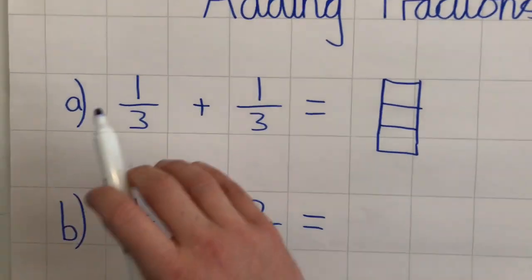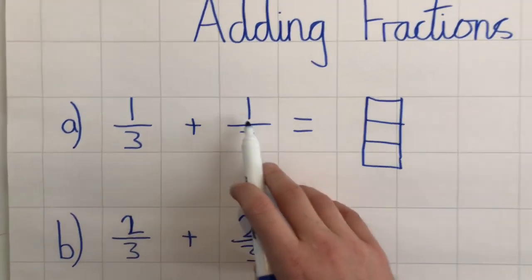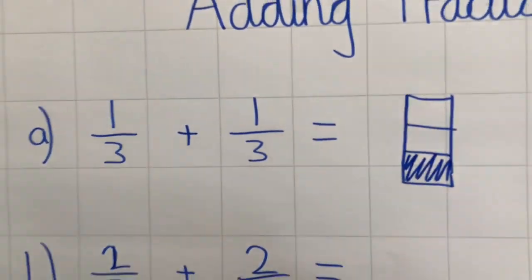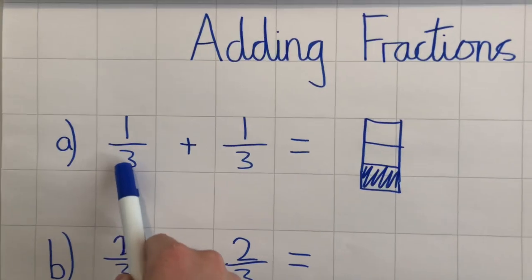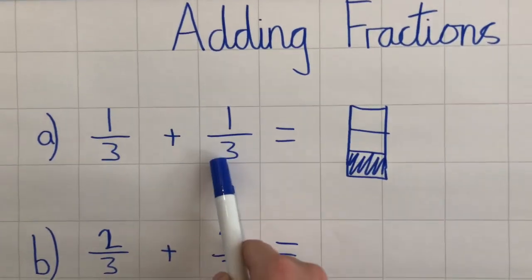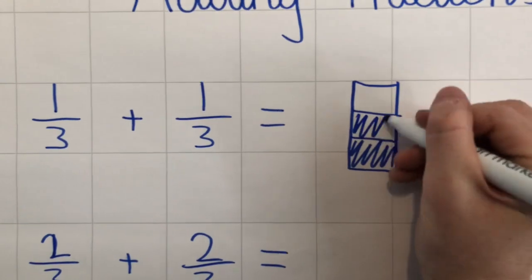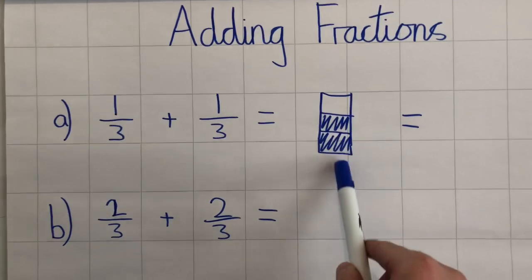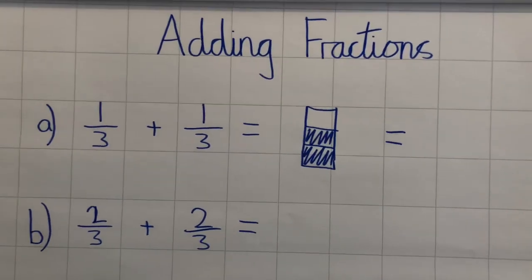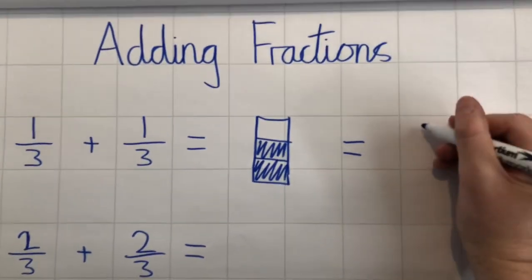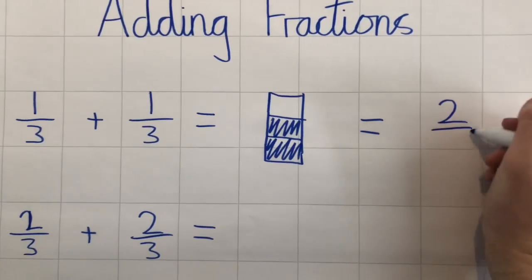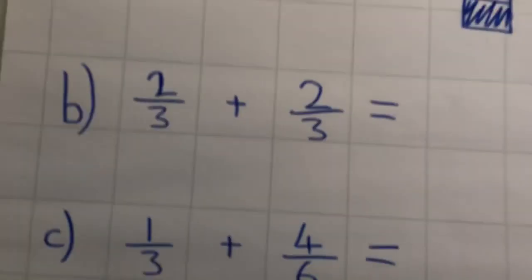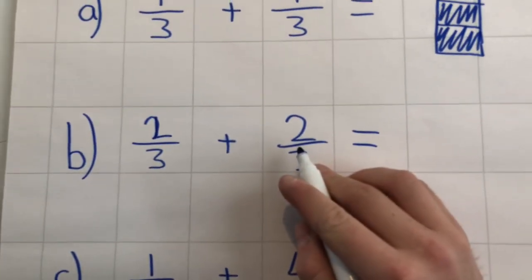In this instance, we have 1/3 and we are adding 1/3 to it. If I shade in 1/3, that represents the third that I already have. Then I'm going to add 1/3 to it. What that shows is that of my whole, I now have 2/3 of it shaded. So 1/3 add 1/3 equals 2/3.